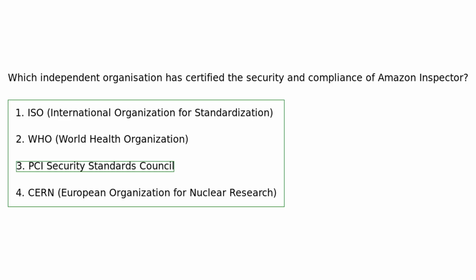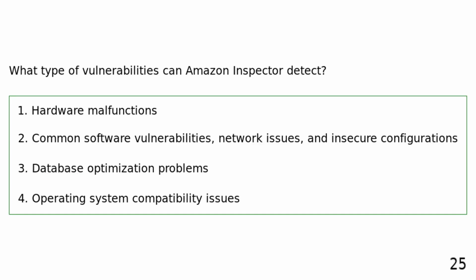The security and compliance of Amazon Inspector has been certified by ISO, ensuring adherence to global security standards and best practices. What type of vulnerabilities can Amazon Inspector detect? Hardware malfunctions. Common software vulnerabilities, network issues, and insecure configurations. Database optimization problems. Operating system compatibility issues.